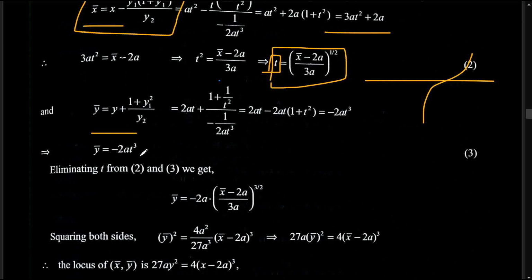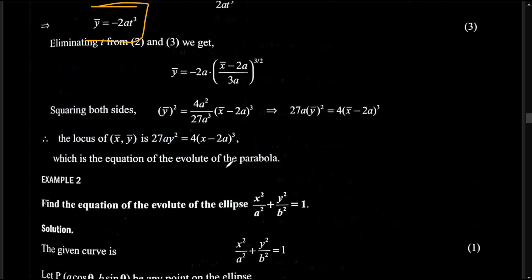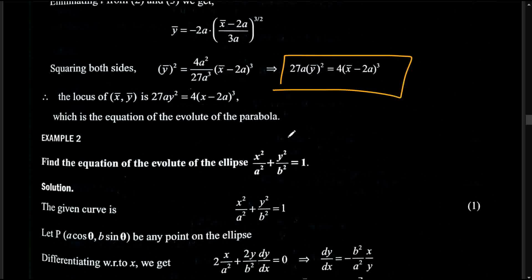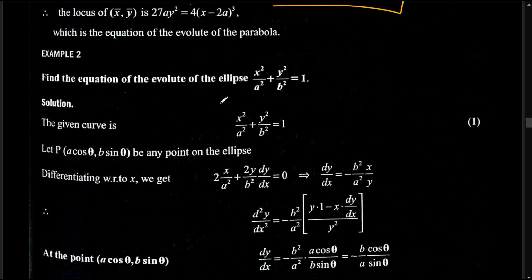In this case I just substituted t in y dash, so you get the equation in x, y, and now x dash, y dash. So this is the equation of the evolute that they are asking, that we intend to find out. That's it. Then the second question: find the equation of the evolute of an ellipse.